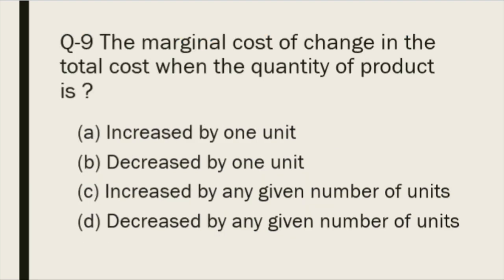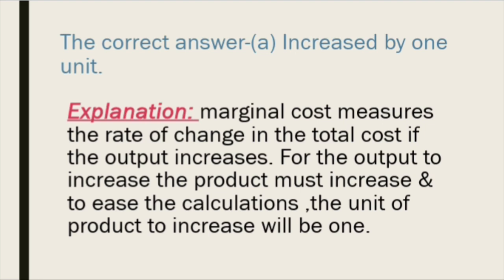Now the next one is that the marginal cost is the change in the total cost when the quantity of a product is: here the four options are increase by 1 unit, decrease by 1 unit, increase by any given number of units, decrease by any given number of units. The correct answer is increase by 1 unit. And the explanation is that marginal costing measures the rate of change in the total cost if the output increases.